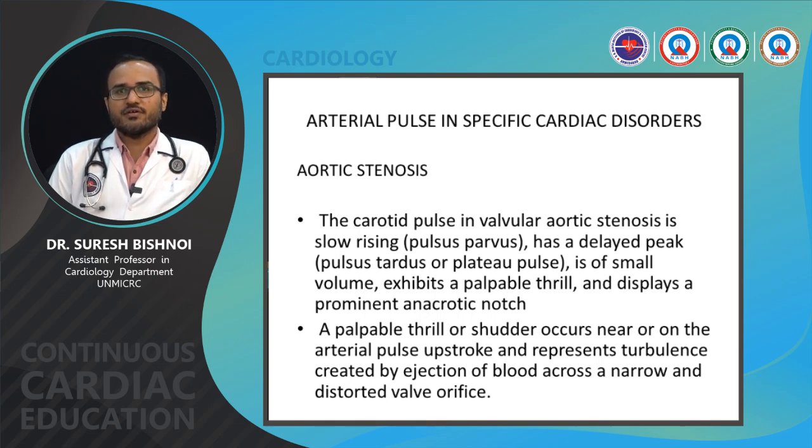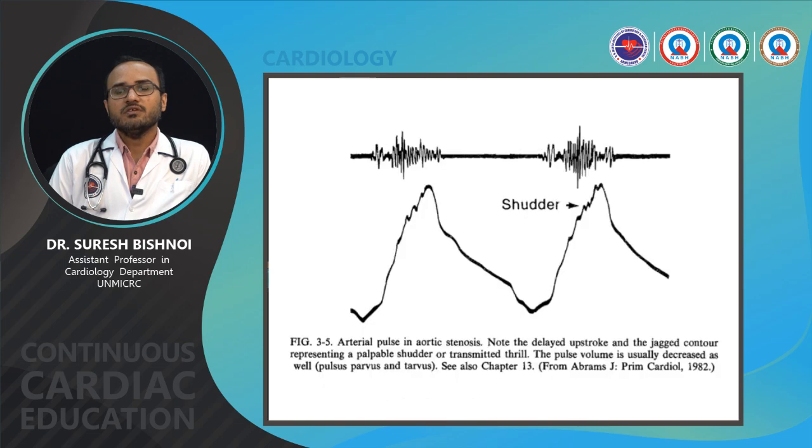Some people say it is a shudder, and it occurs near or on the arterial pulse upstroke, and it represents the turbulence created by ejection of blood across the very narrow and distorted aortic valve orifice. So this is a typical diagram showing the pulse in very severe aortic stenosis with a shudder during upstroke. In the upper part you have a late systolic murmur of aortic stenosis. In the arterial pulse in aortic stenosis, there is a delayed peak. This is a very jagged contour which represents a palpable shudder or transmitted thrill, and is usually described as a pulsus parvus et tardus.